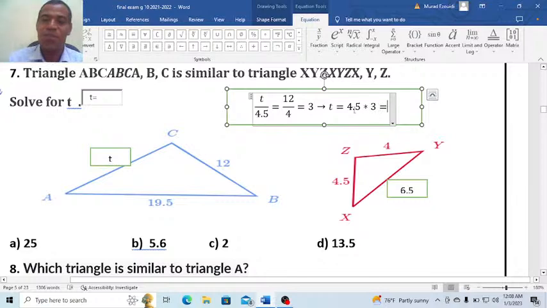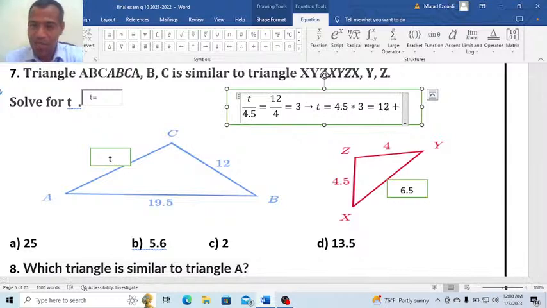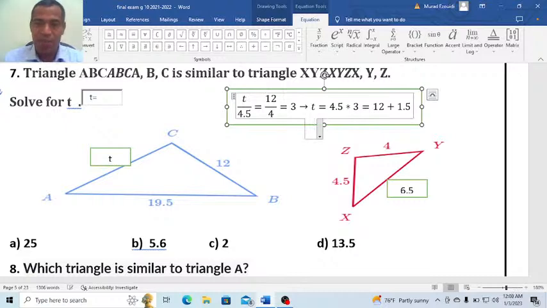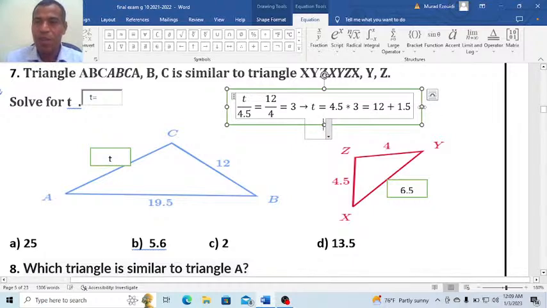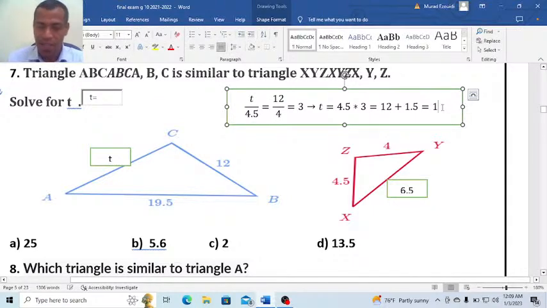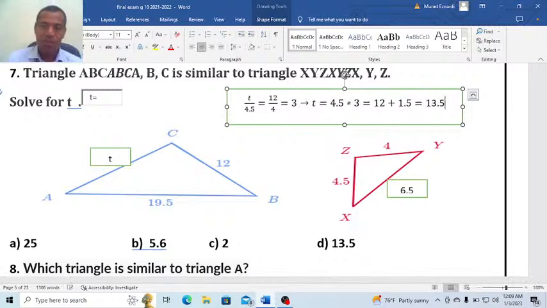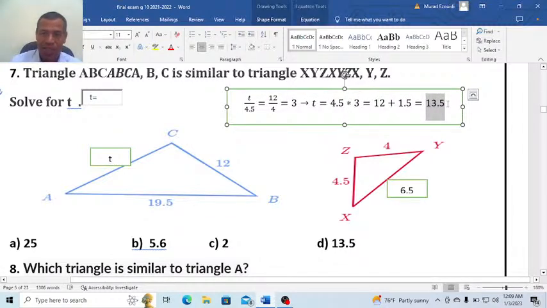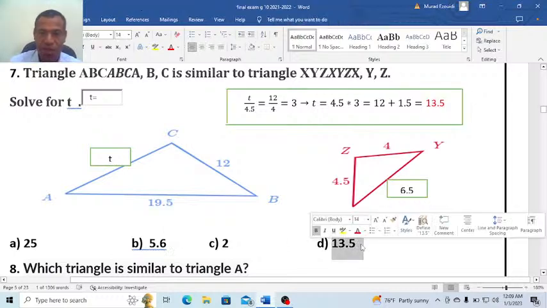So this one should be equal to what, learners? 4 into 3 is 12. Half into 3 is 1.5. It will be 12 plus 1.5, which gives 13.5. So I'll just write here 13.5. So the correct answer, learners, is 13.5. Is it B, C, or D? So this is the correct answer.